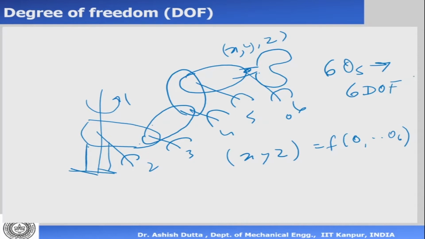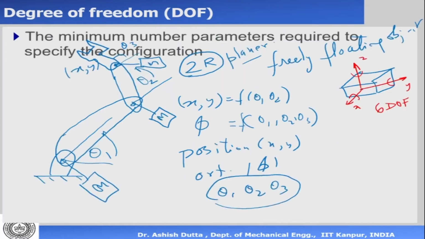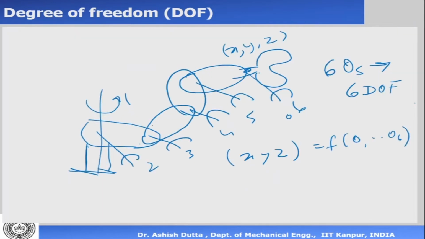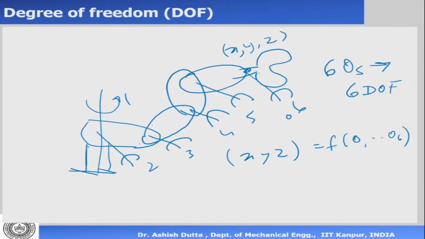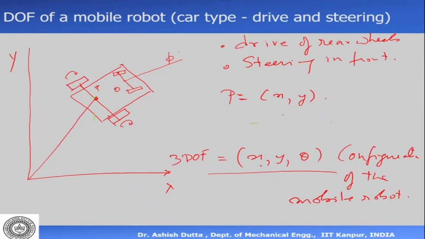Again, each joint is actuated by one motor and they are independent, and there is no coupling between the joints. Okay. So I hope you understand what is the meaning of degrees of freedom of a freely floating object in space, which has 6 degrees of freedom, 3 translations, 3 rotations. In the case of a robot, we talk about the minimum number of parameters required to specify the configuration, and we also see the number of joints that are there. Okay. So in this particular case, it's a 6 degree of freedom system.